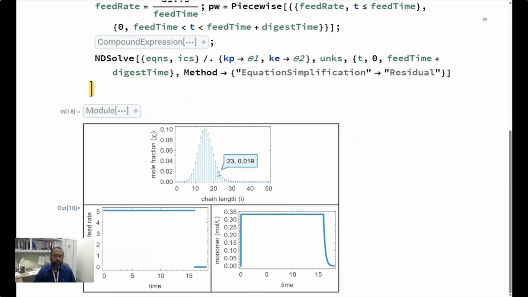The model results are shown in this plot. The results for the distribution are essentially identical to the batch reactor, but the monomer concentration profile is significantly different. There's a constant unreacted monomer concentration for the duration that the feed is constant. And when the feed drops to 0, you see a digestion which resembles that of a batch reactor.